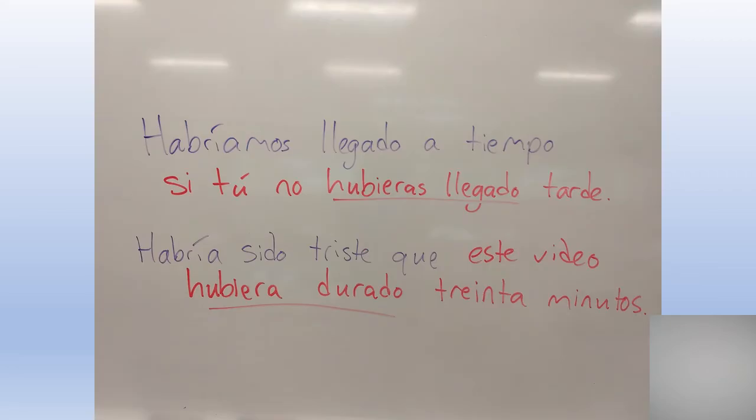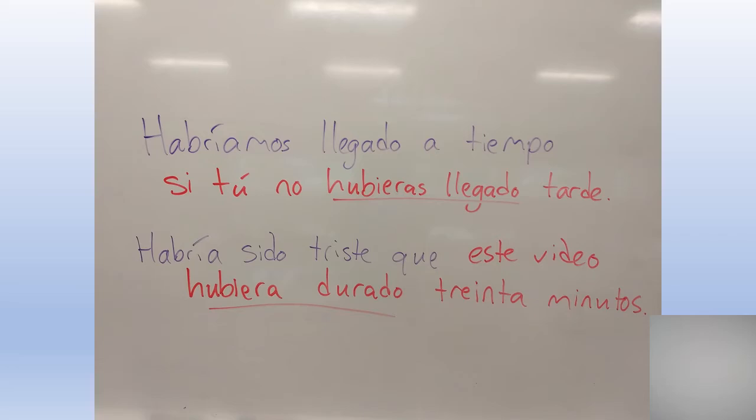So here are two examples of pluperfect subjunctive sentences. Both of them are set up to use the subjunctive for different reasons. The first one is an if clause sentence. It says, we would have arrived on time if you had not arrived late.